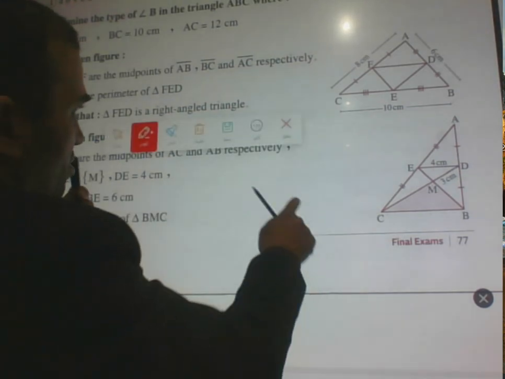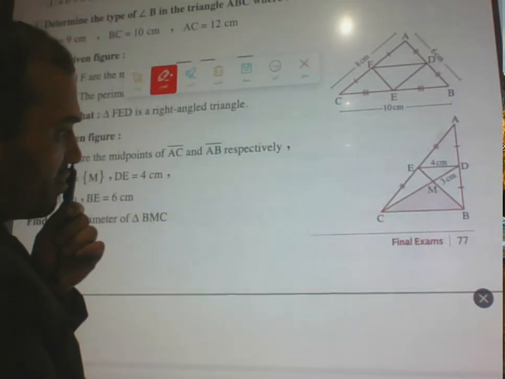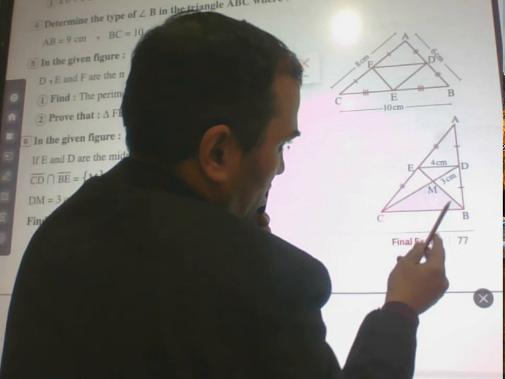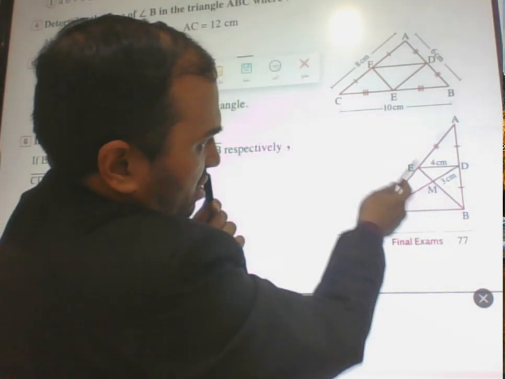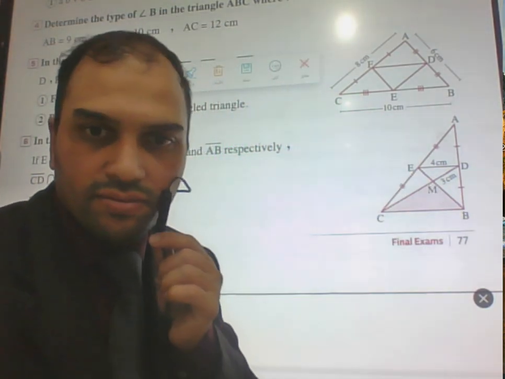Okay. Next question also. He wants to find the perimeter of this triangle. We have M here, the centroid point. Look at here, if BE is the median.